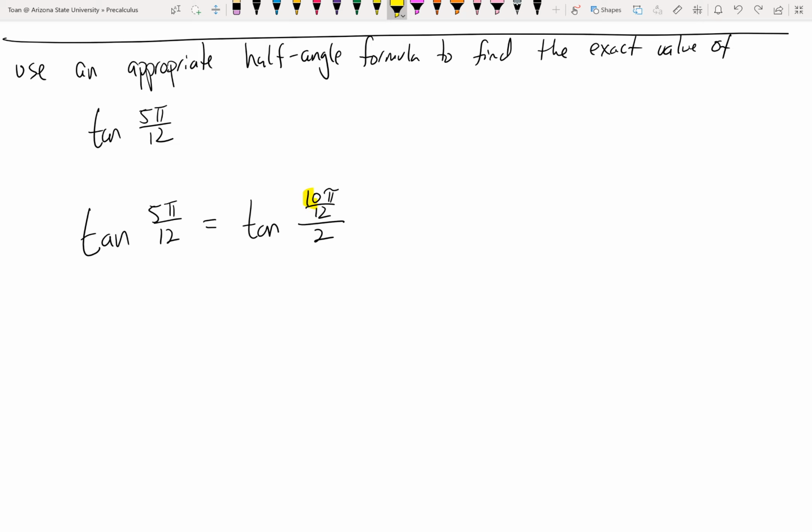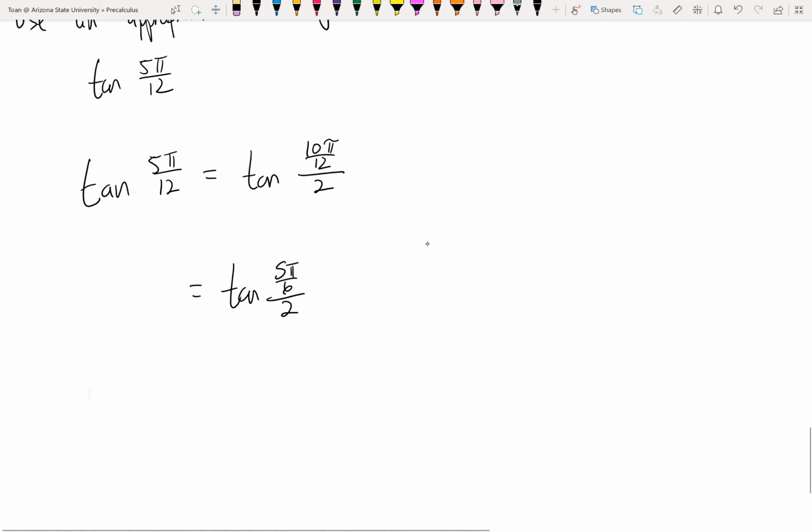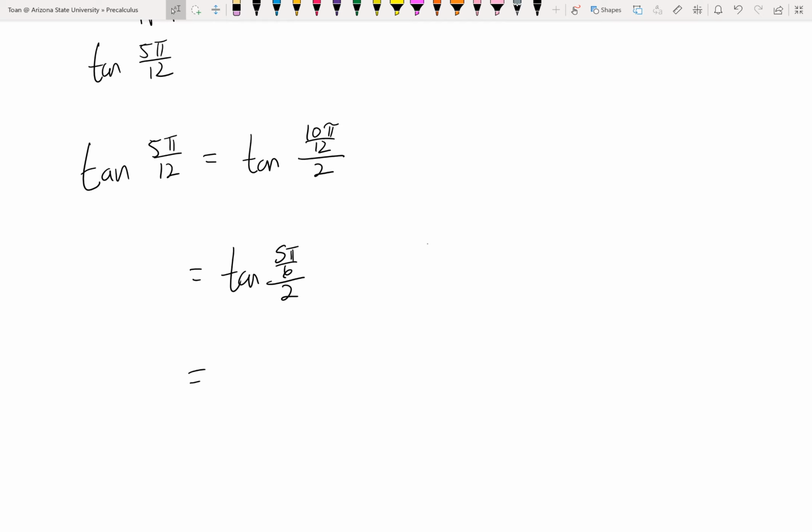Now notice the numerator here. That guy is reducible. That's tangent of, what is that? 5 pi over 6. And 5 pi over 6 is a special unit circle angle. So now I can go ahead and use the half angle formula for tangent, and I'll be confident that I can do it exactly because I now have a special unit circle angle.